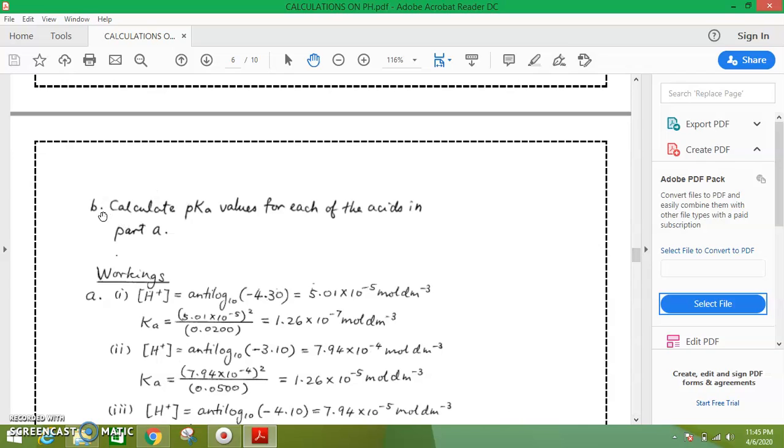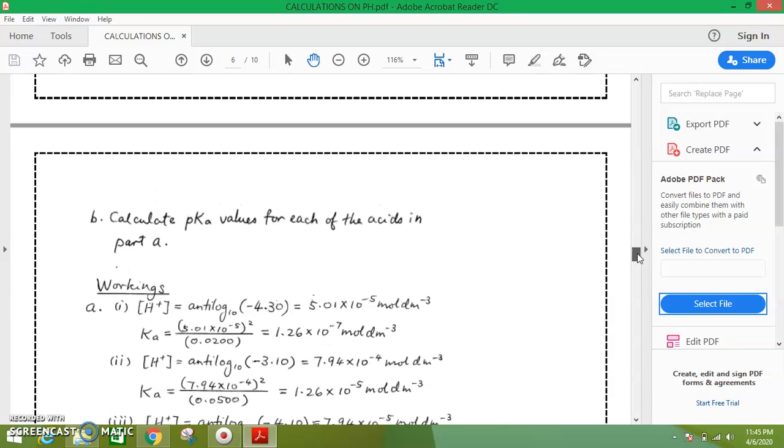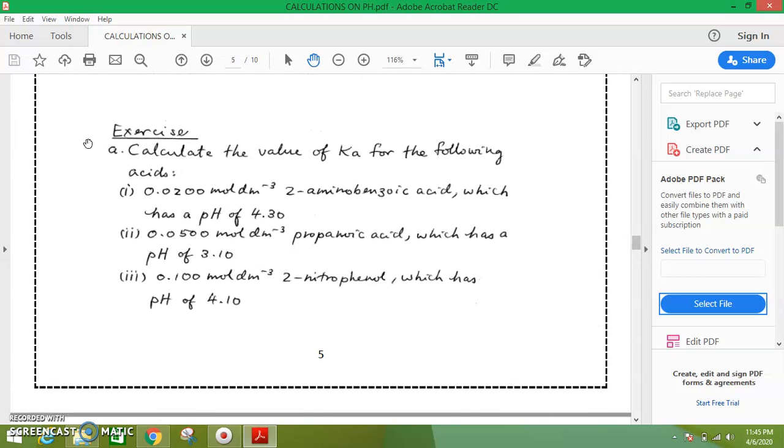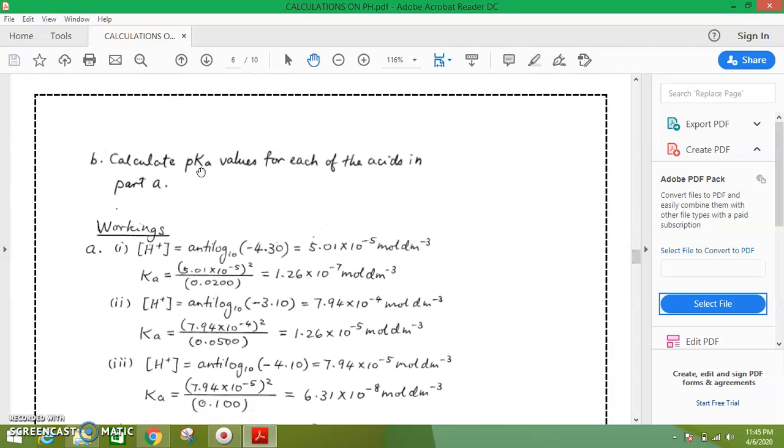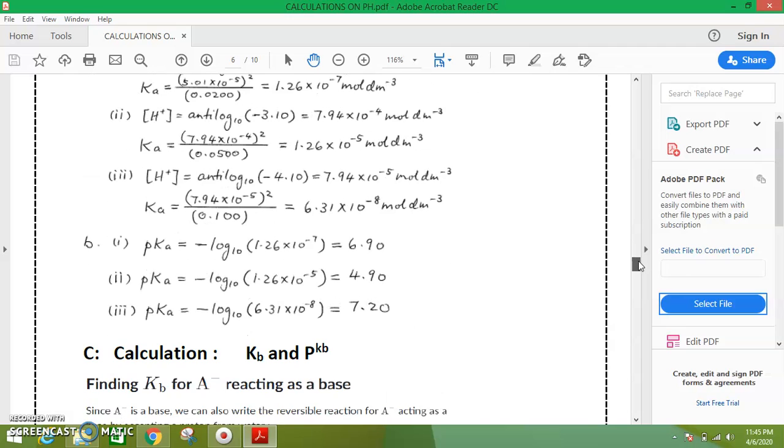Part A for Ka, here part B, calculate pKa value for each acid in part A. Part A is given above. Here, see this one over part A, you will get from here the value of Ka and then substitute this value in part B to get the pKa. Solutions are given, please check how to calculate.